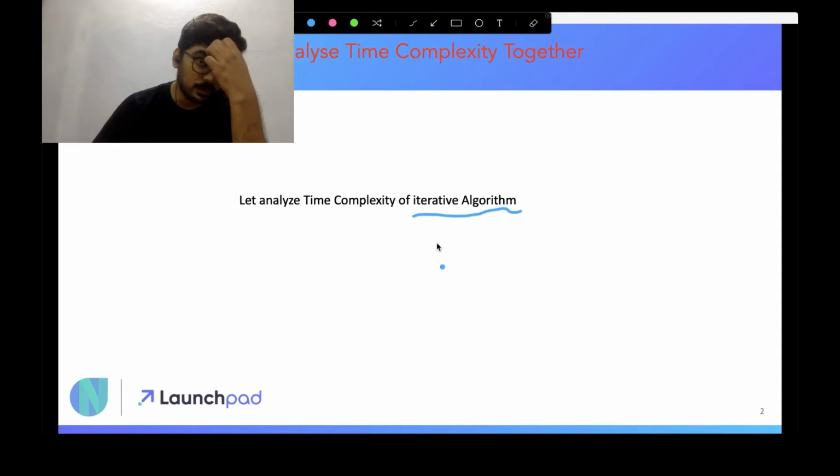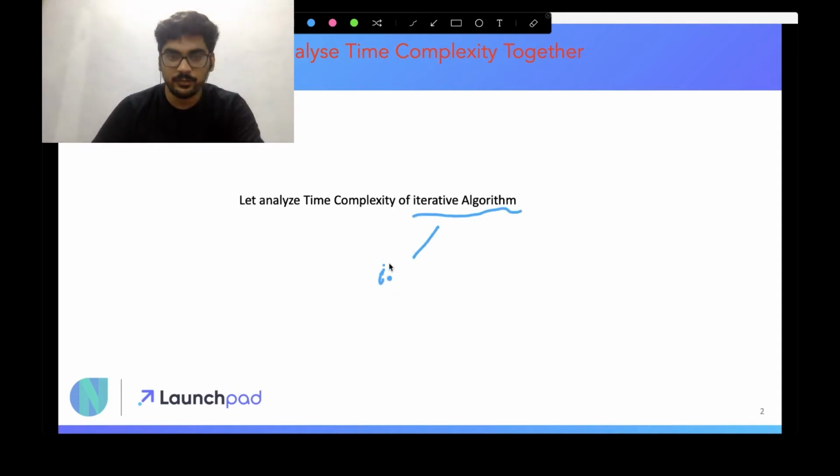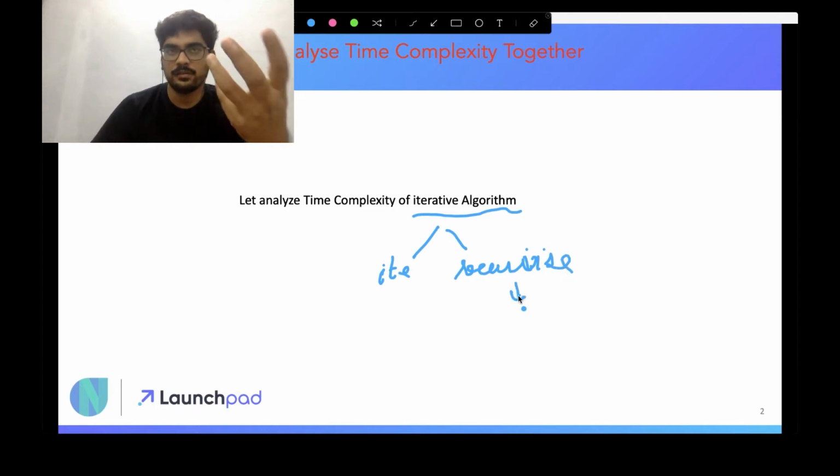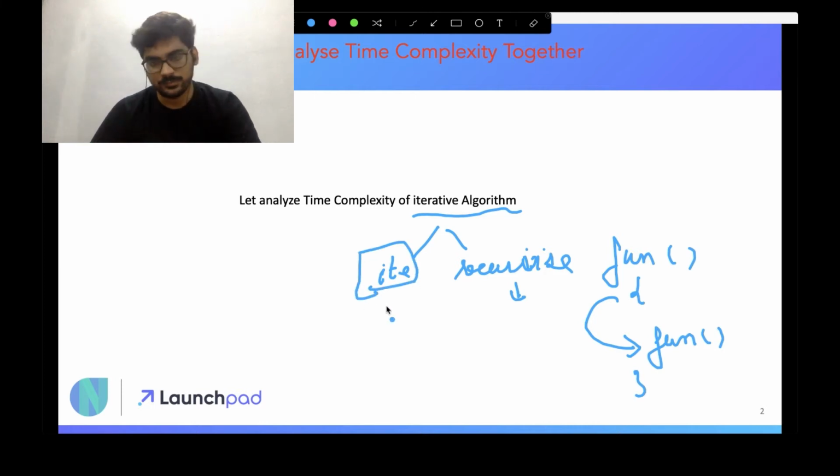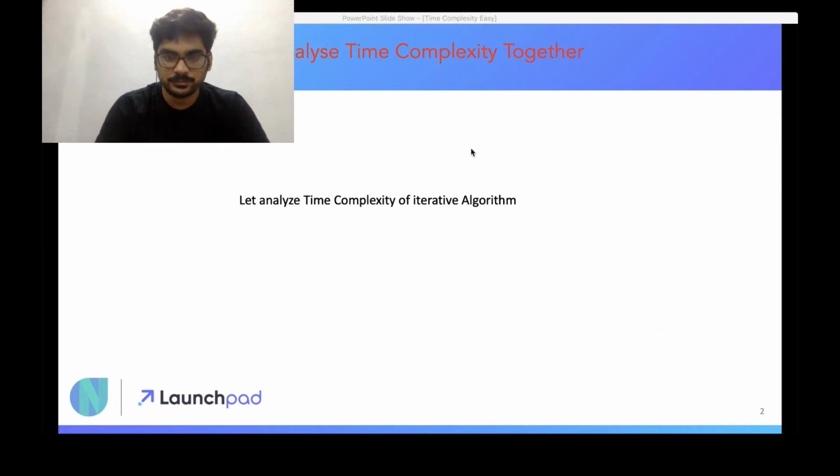Now there are two types of algorithms. One can be termed iterative, the other recursive. What are recursive algorithms? They are basically functions. Suppose the name of the function is fun, and I call the same function within the function again. Calling a function within itself is called recursion. And if we're using loops, it will come under iterative. Okay, let's move to the next one.